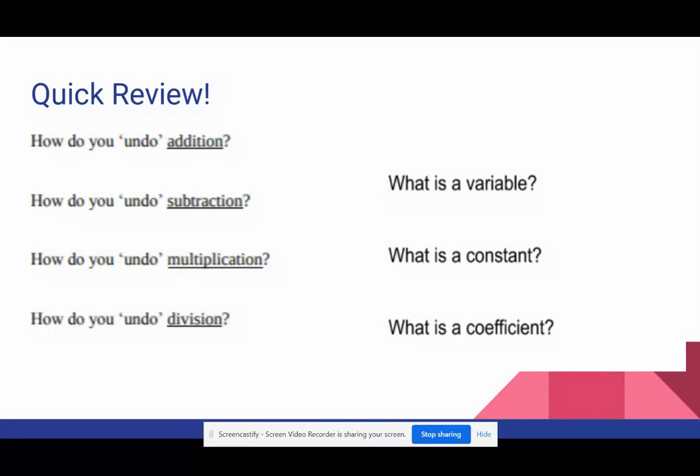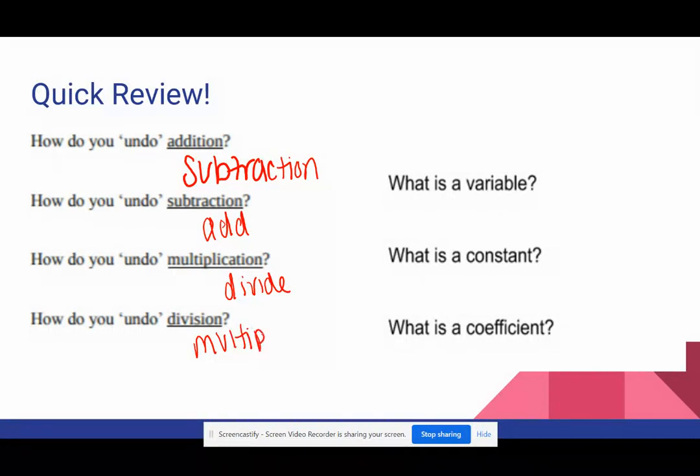So how do you undo addition, or what's the inverse operation of addition? That would be subtraction. And then how do you undo subtraction? It's the opposite, which is addition. How do you undo multiplication? You divide. And then how do you undo division? You multiply. So these are all inverse operations.